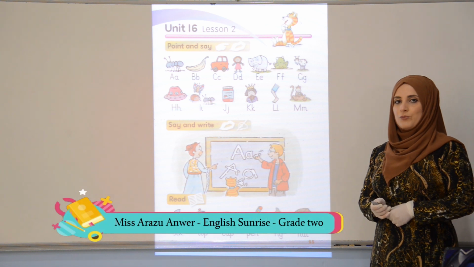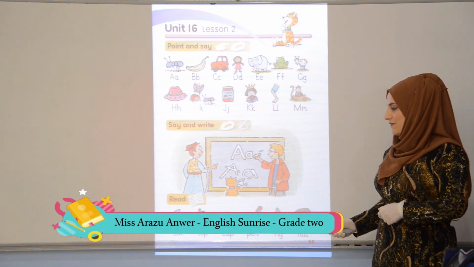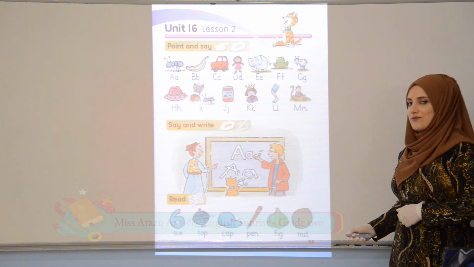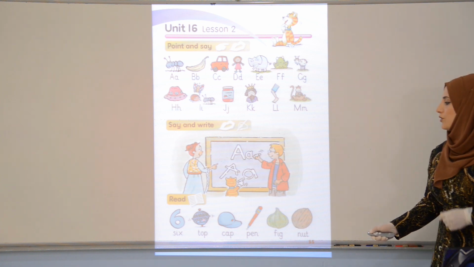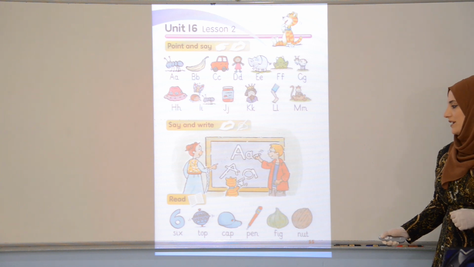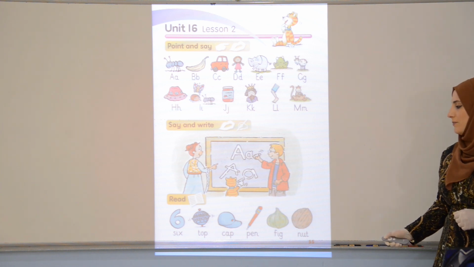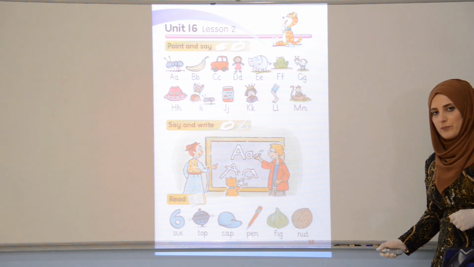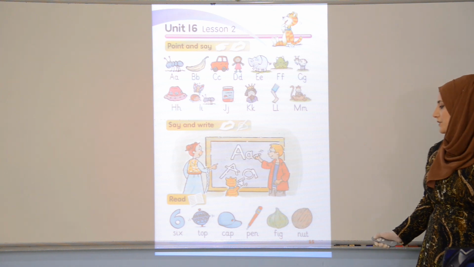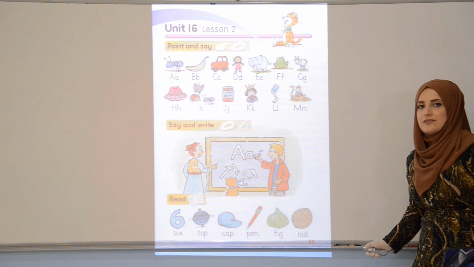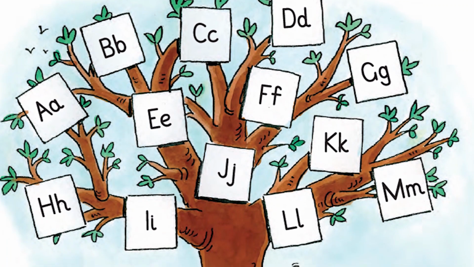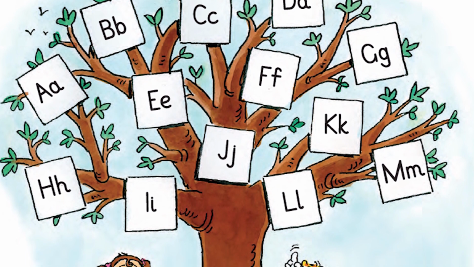Okay, student, hope you know how to read it, okay, student? Now, can you read it for me? What is this? Yes, very good. It's six. And what is this? Yes, top. And this is cap. This is pen. This is fig. Very good. And this is nut. Thank you very much. Very good. Well done.